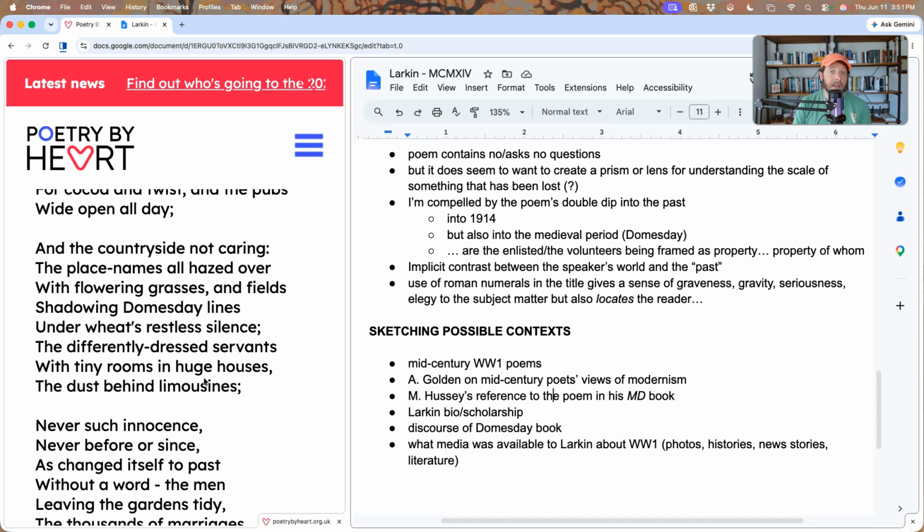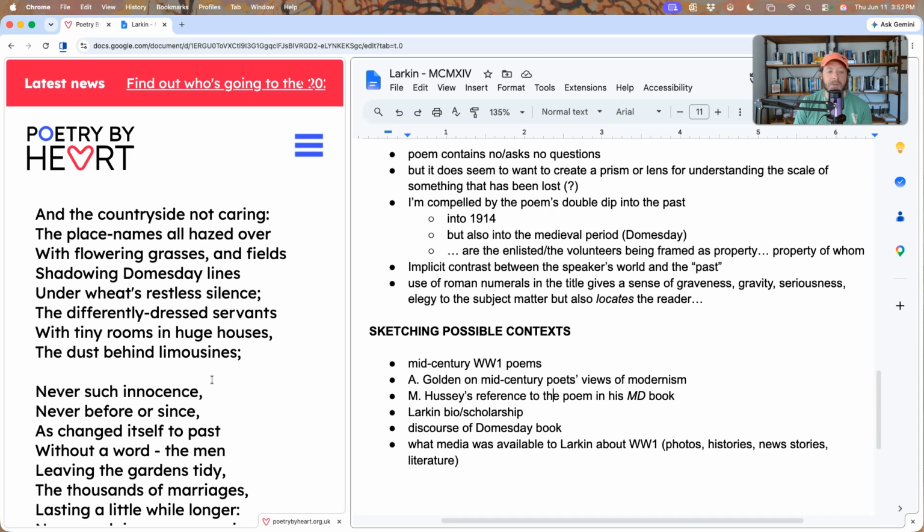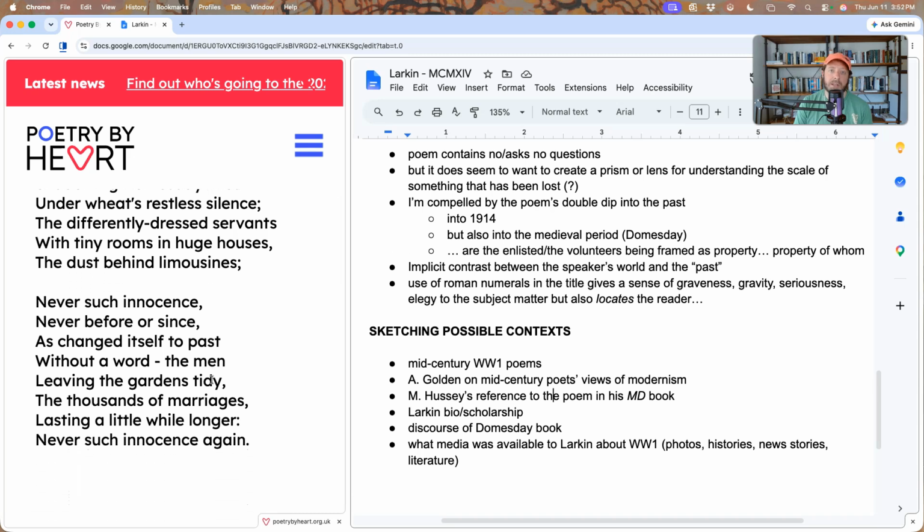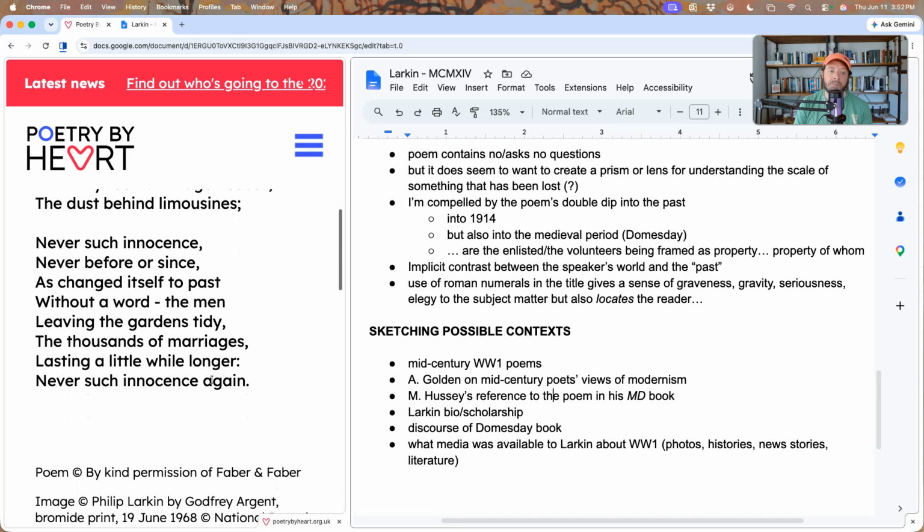In the countryside not caring, the place names all hazed over with flowering grasses and fields shadowing doomsday lines under wheat's restless silence, the differently dressed servants with tiny rooms in huge houses, the dust behind limousines. Never such innocence, never before or since, as changed itself to past without a word. The men leaving the gardens tidy, the thousands of marriages lasting a little while longer. Never such innocence again.